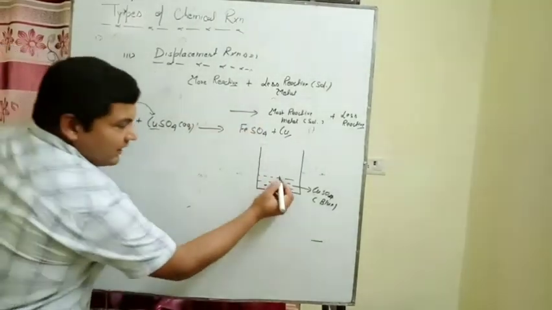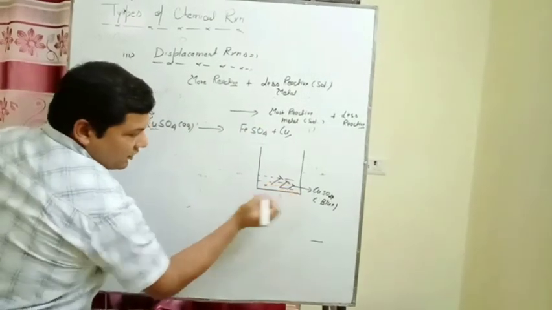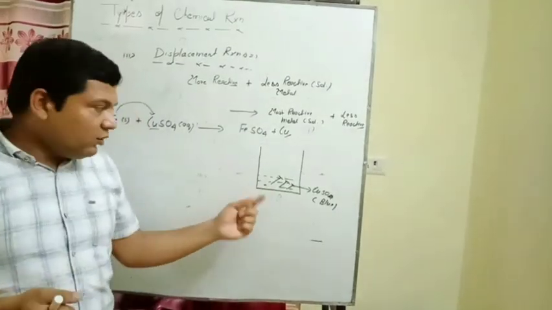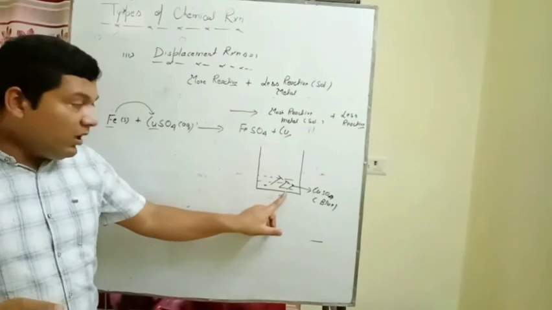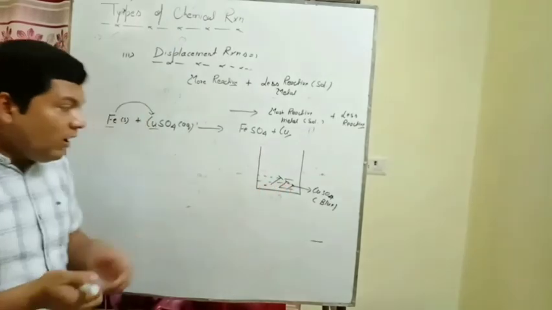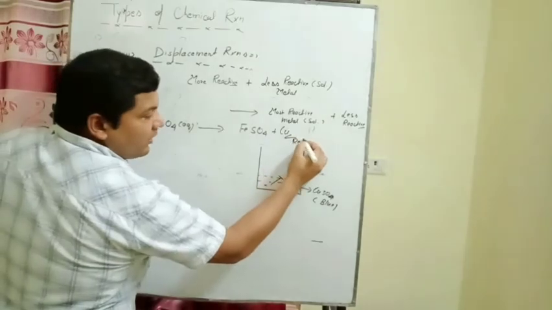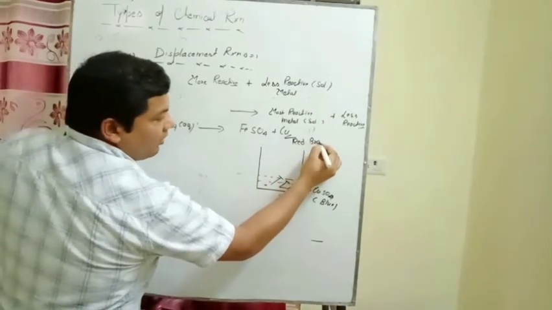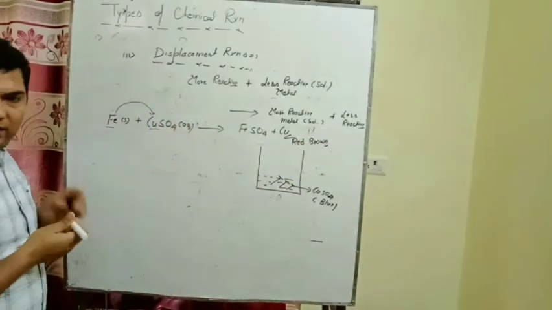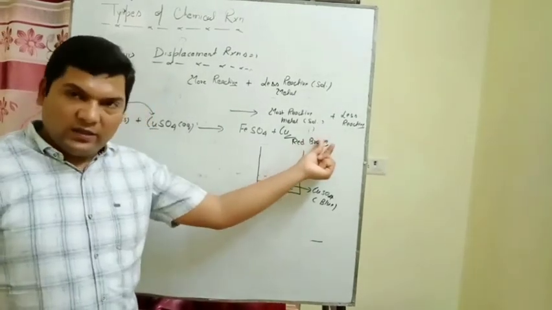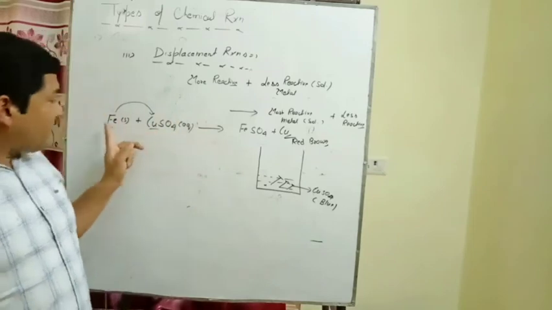Now what happened? I have placed certain iron nails inside this solution, and as you know, iron is grayish in color. So what will happen? After some time, you will observe this formation of a reddish brown layer. किसकी? Reddish brown layer on the surface of these nails. From where does this reddish brown color come? It is due to the reaction of this one.